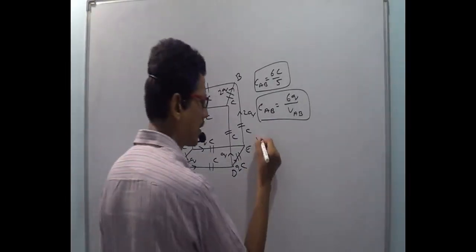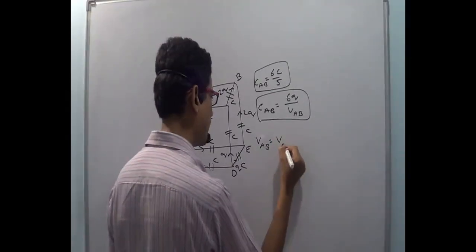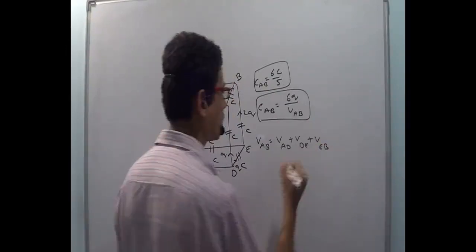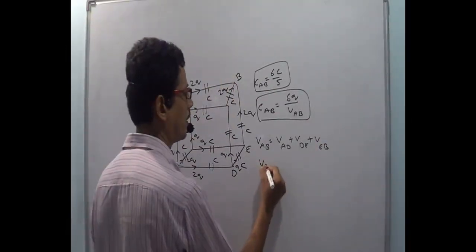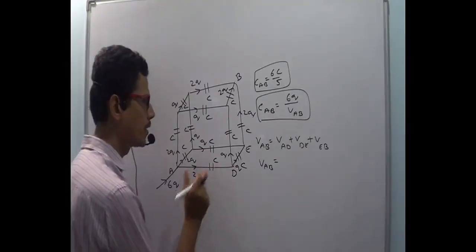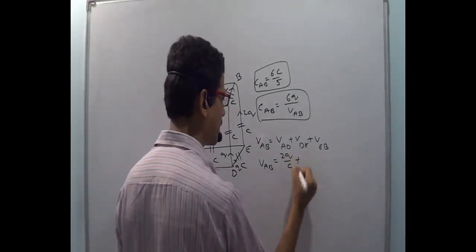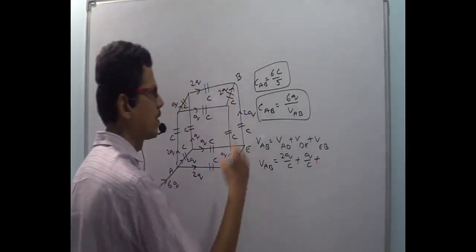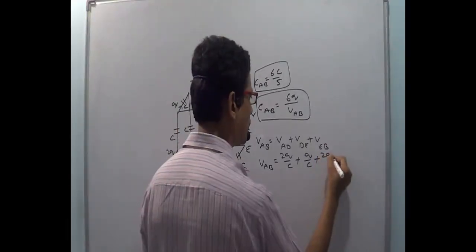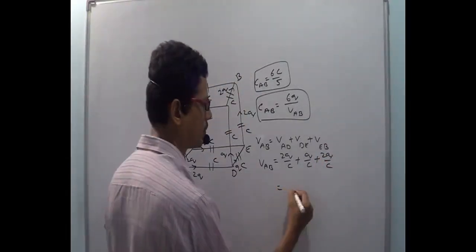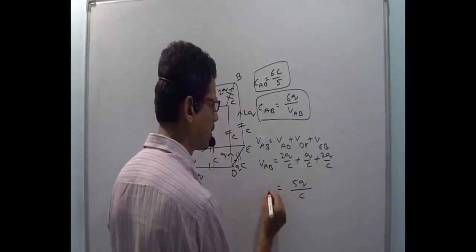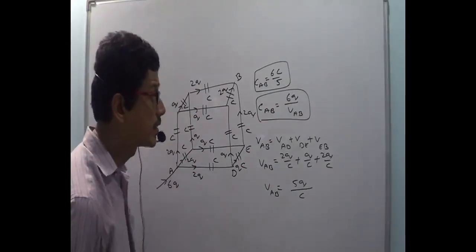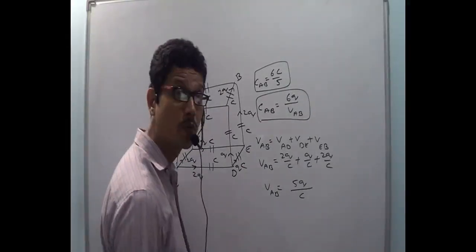అంటే నేను VAB ఎలా రాస్తానంటే ఇందాకలాగా VAB is VAD plus VDE plus VEB అని రాస్తాను. ఓకే, VAB is equal to VAD ఎంతమ్మా? 2Q by C కదా. And VDE ఎంత? Q by C. And VEB ఎంత? 2Q by C. అంటే ఇక్కడ LCM C వచ్చింది, 5Q by C వచ్చింది. VAB. నాకేం కావాలి? 6Q by VAB కావాలి. I want 6Q by VAB.